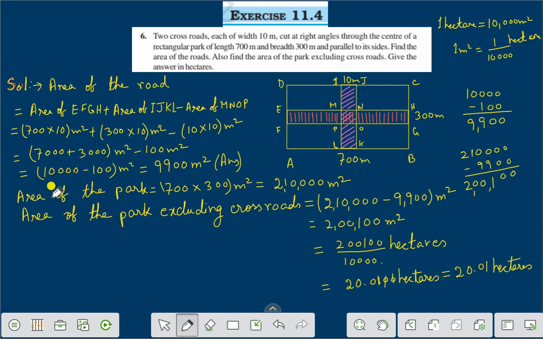Therefore, what we have found is that the area of the park is 210,000 meter square. The area of the roads is 9,900 meter square, and the area of the park excluding crossroads is 210,000 minus 9,900, that comes to 200,100 meter square. We know that 1 hectare is equal to 10,000 meter square, therefore 1 meter square is equal to 1 by 10,000 hectare. Therefore we divide by 10,000 and shift the point 4 digits to the left, that is 20.0100 hectares, or you can write it as 20.01 hectares.